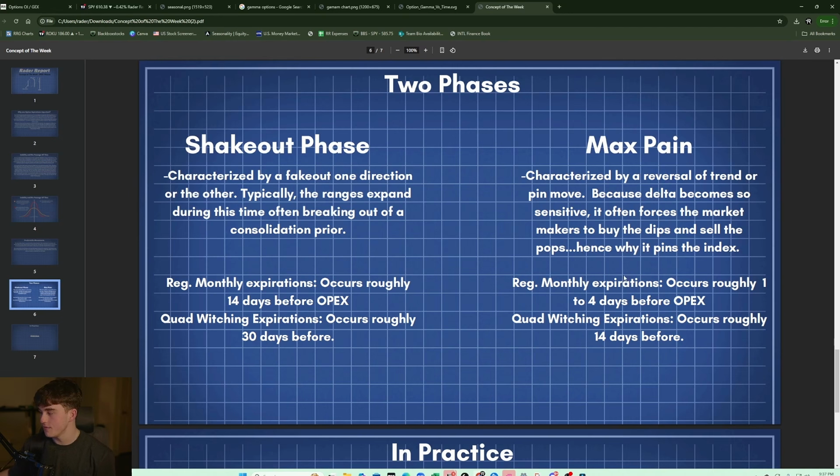And then max pain phase is around 4 days before, 1 to 4 days before, where you actually expect some sort of max pain where it kind of reverses that trend and pins it in the middle. It's called a pin move most of the time. We're going to get to why that is in a second. But these are the 2 most common phases.